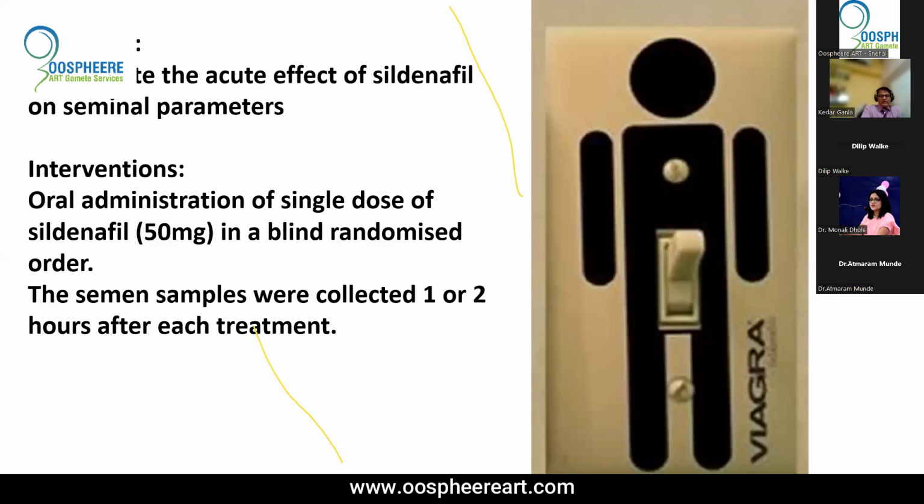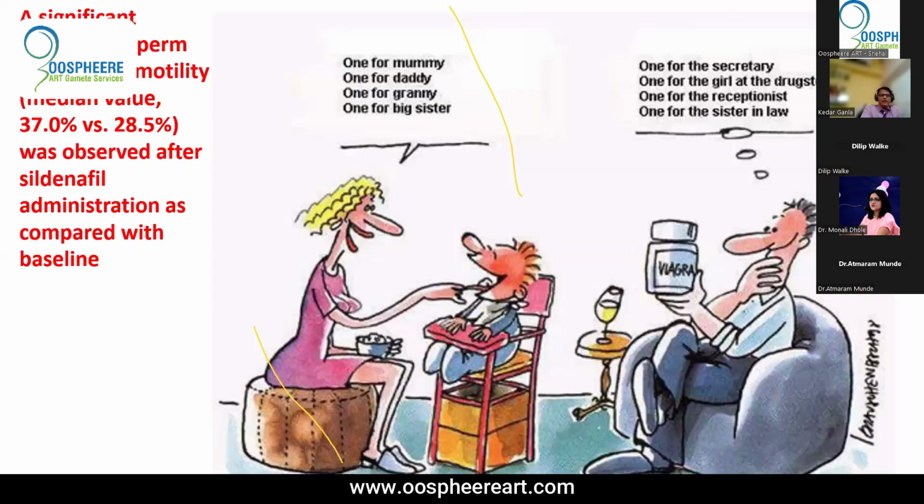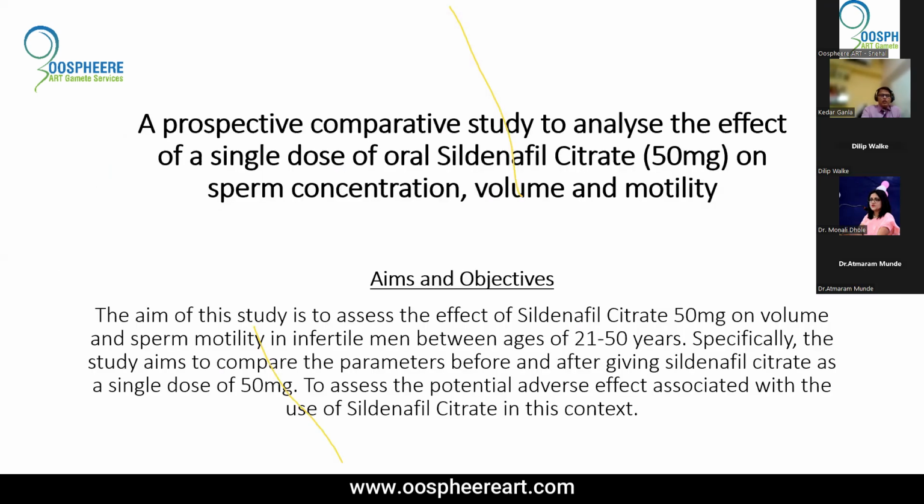The drug Viagra can be used, 50 milligram 2 hours prior to ejaculation. A lot of papers in vitro and in vivo have been published showing improved sperm motility from 28% to 37% in this particular paper by giving this particular drug, which is very, very useful in patients with severe OATS where the motility is hardly 2%. By giving this drug, you are increasing it to 4%. Your embryologist is going to be very happy.